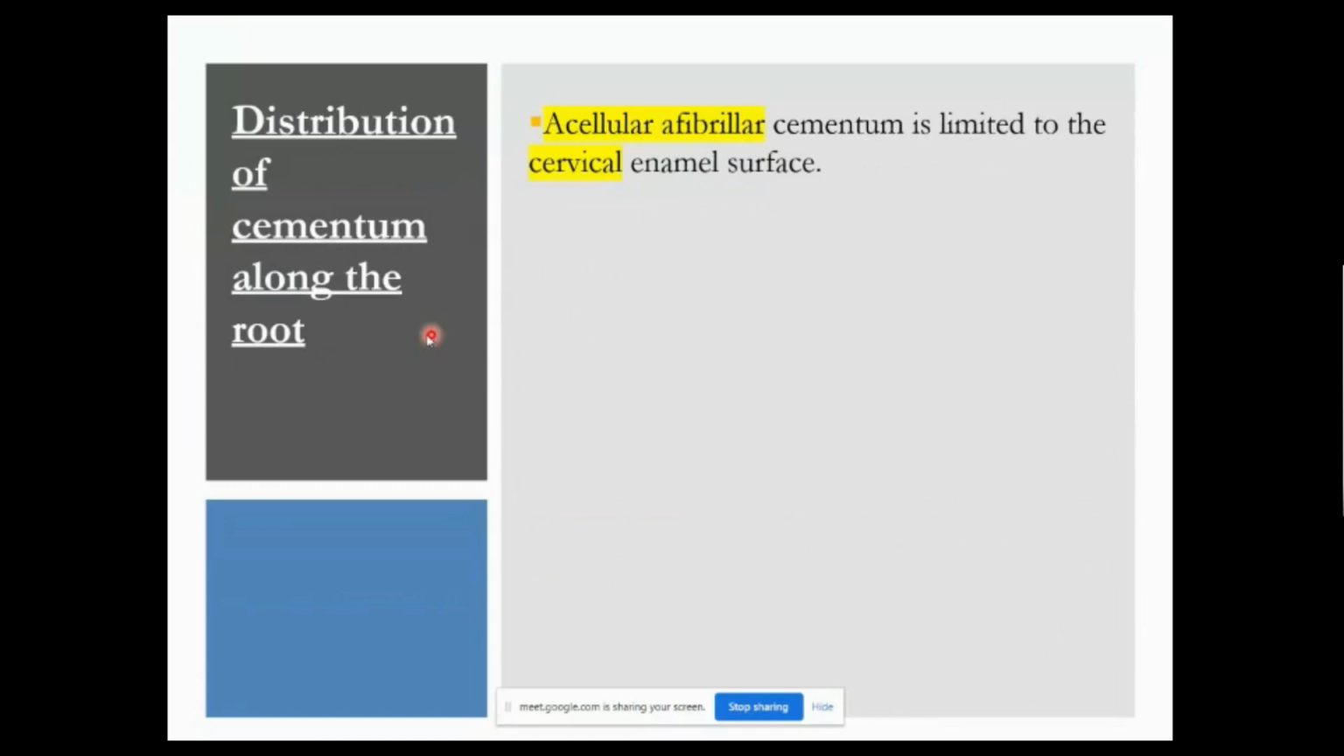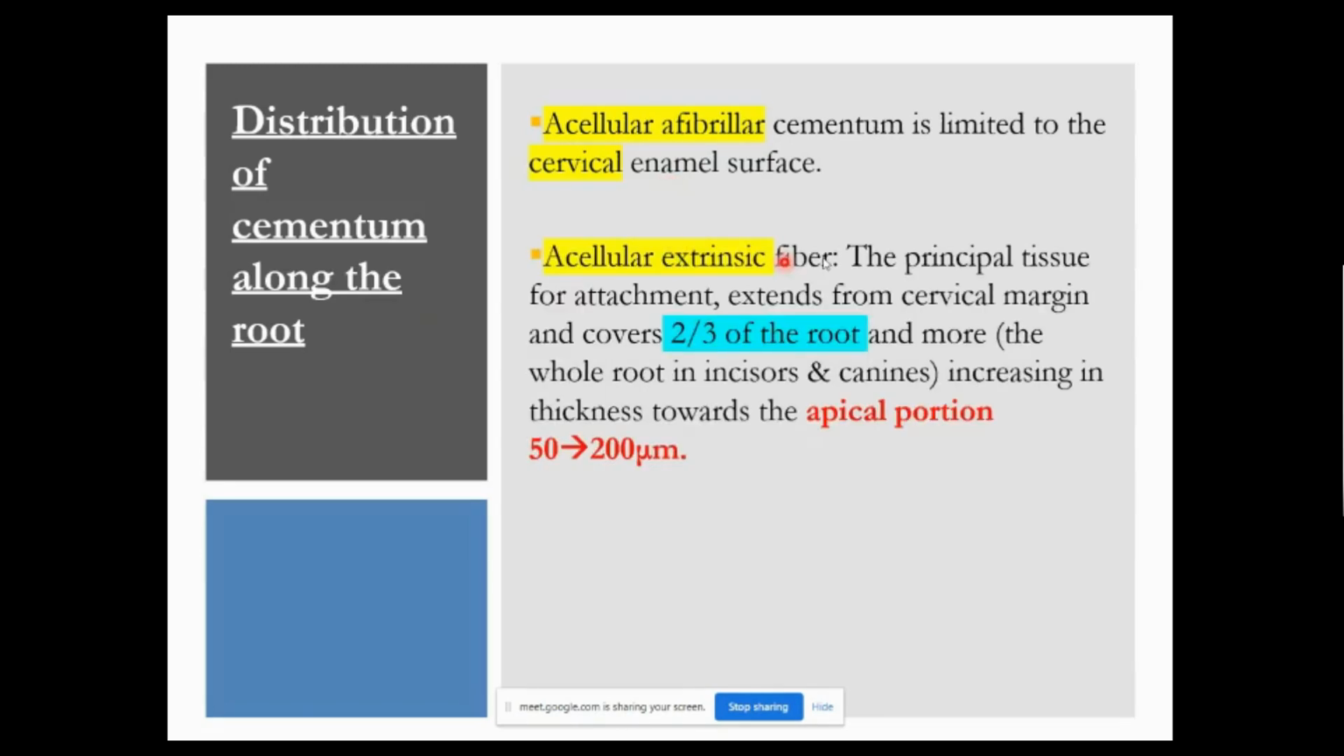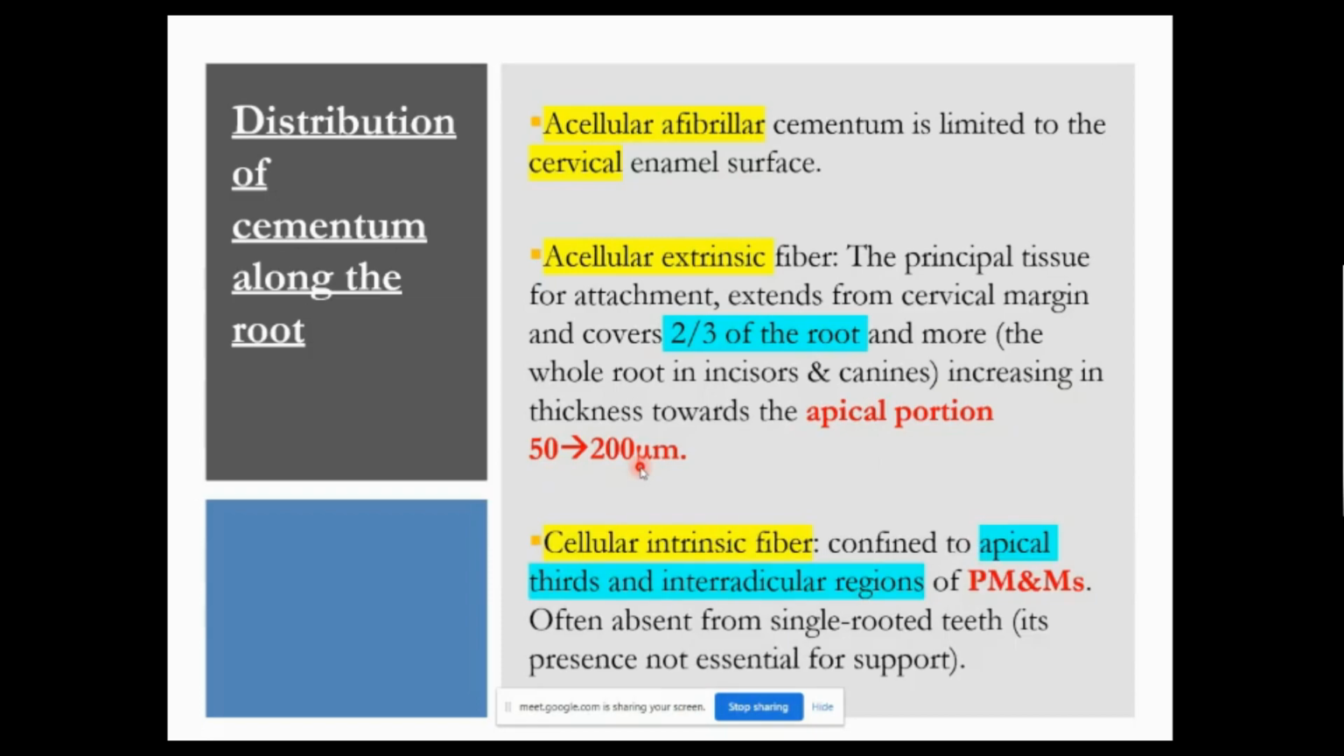So the distribution of cementum along the root, how is it distributed? This we already studied in the differences also. But like I said, the acellular afibrillar is at the cemento-enamel junction or in the cervical area. Acellular extrinsic fiber cementum is the main type of cementum which you will see on the root, especially covering 2/3 of the root. In case of incisors and canines, that is single rooted teeth, it might be seen all throughout the root and increasing in thickness towards the apical portion. And the thickness is about 50 to 200 micrometer in thickness.